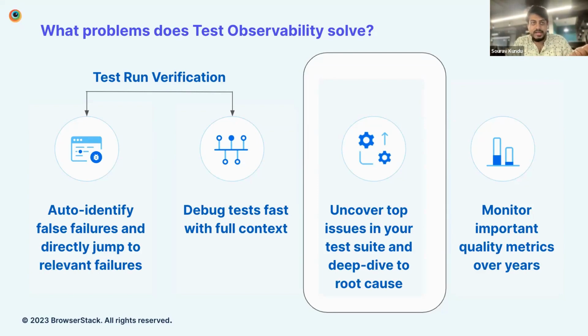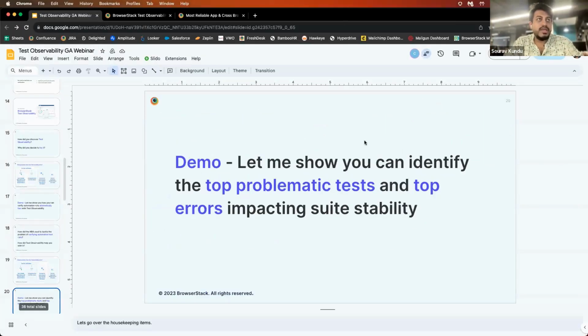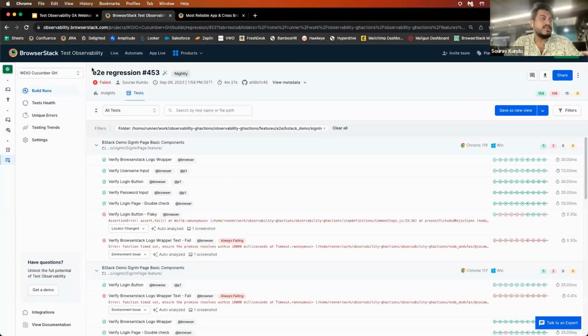Let me take every one of you to the next part of the demo, which is basically how to uncover the top problematic test cases and also the top errors that are impacting test suite stability, and what can you do about it? How can you go about solving that, right? So, taking you to the next part of the demo.